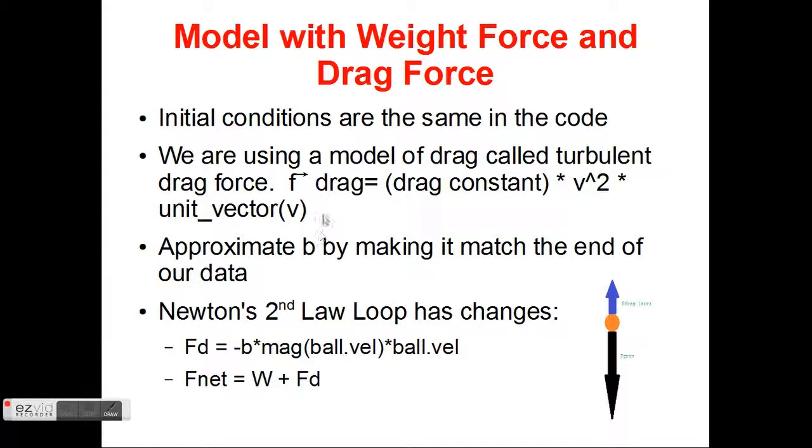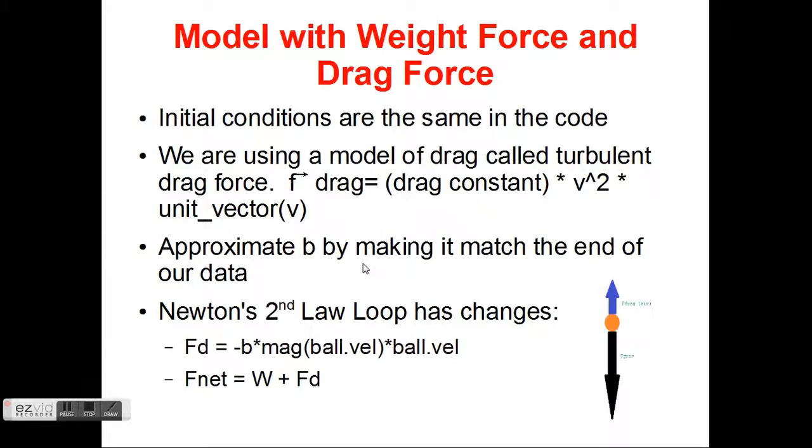Initial conditions are the same in the code, but this time we've added Fd equals negative b times the magnitude of the ball's velocity times the ball's velocity, and Fnet equals W plus Fd. In this case, Fd represents drag force. b is a constant dependent upon the substance creating the drag force, in our case, air. To derive this constant, I adjusted the number until it matched the end of my data in the experiment. As such, we can then observe the middle of the data plot to see any discrepancies.